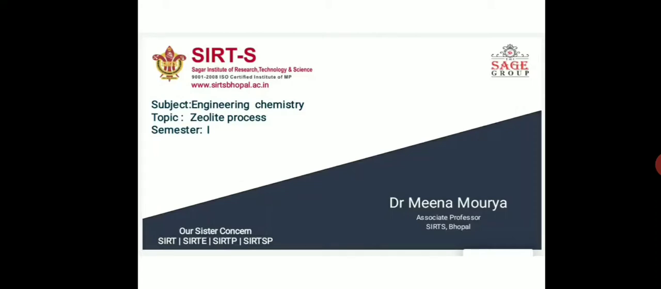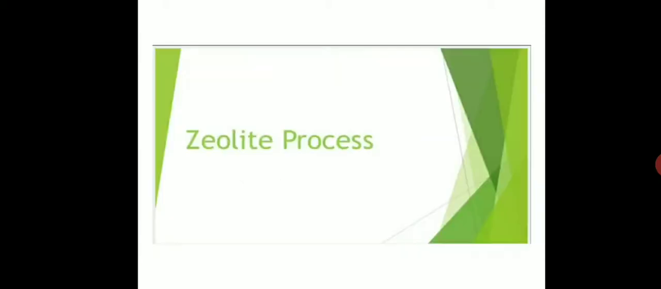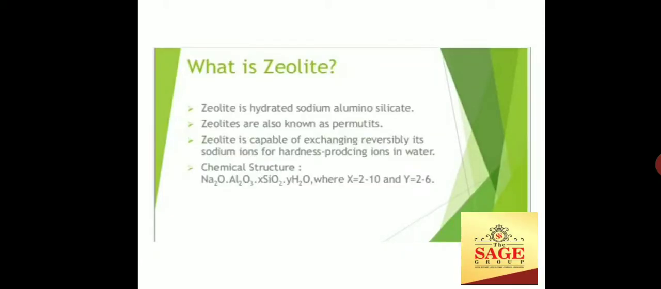In our previous classes we have discussed the lime soda process, that is a good process for softening the water. Another good process is the zeolite process, that is also used to soften the water. So today we are going to discuss the zeolite process, a water softening process. Now what are zeolites? Zeolites are hydrated sodium aluminosilicates, and these zeolites are also known as permutits. So this zeolite process is also known as the permutit process.